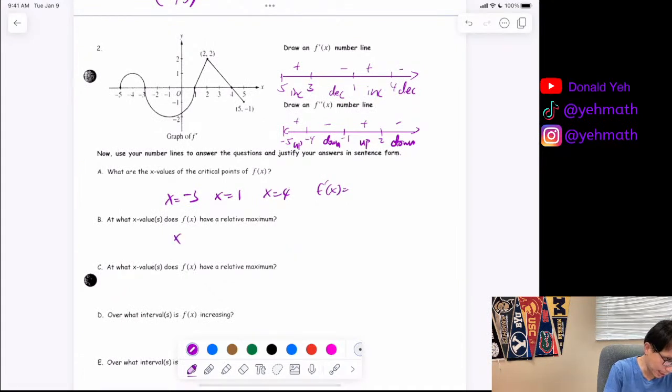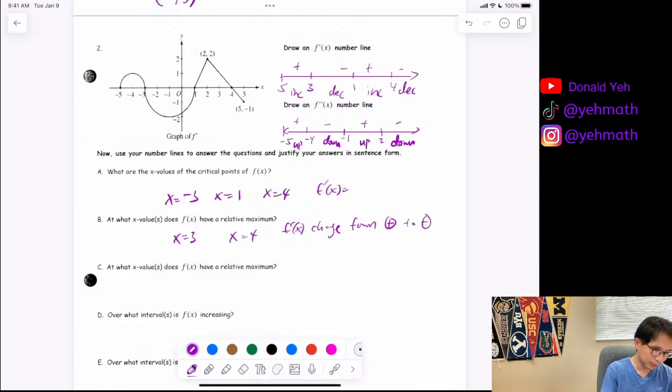Relative maximum is at x equal to 3, x equal to 4, because F prime of x changed from positive to negative. Remember how to write this. -2? -3. Oh yeah. Is that okay? This one should be minimum, so it'd be x equal to 1, right? F prime of x changes from negative to positive.